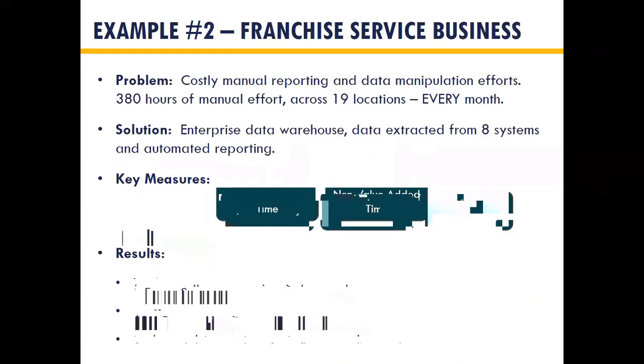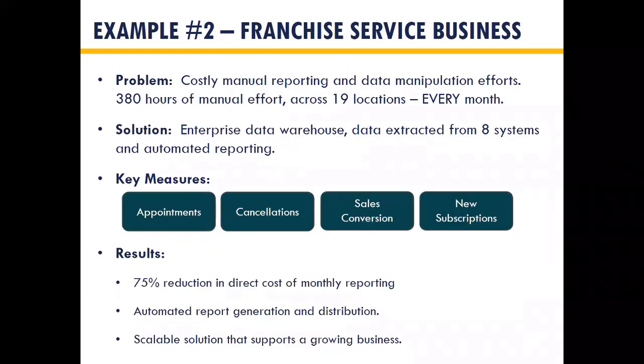The second example is a franchise service business. The initial case here is largely around, let's get more efficient. But I think there's a key strategy here that maybe goes beyond that. We have a costly manual reporting process. We're manipulating the data, spending 380 hours of manual effort across 19 or 20 locations every single month. So there's a cost to that labor.